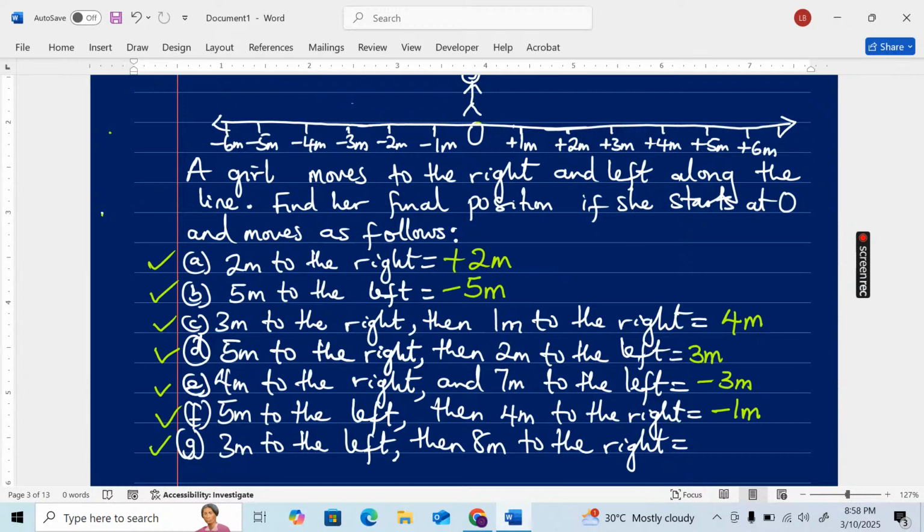Let's go. 3 meters to the left, 8 meters to the right. Once you get to the 3 meters to the left, then move 8 meters to the right. What is the answer?